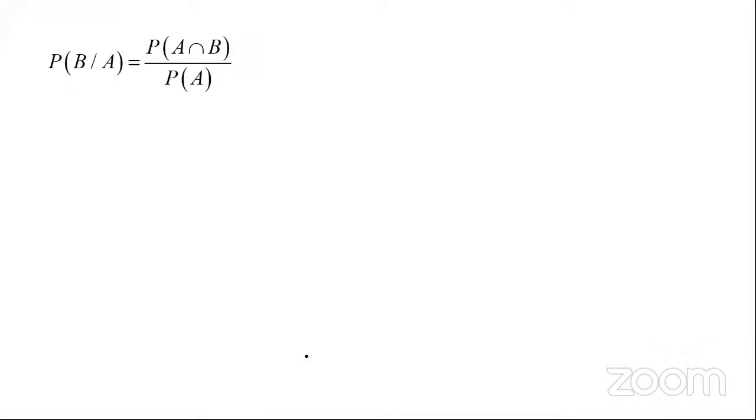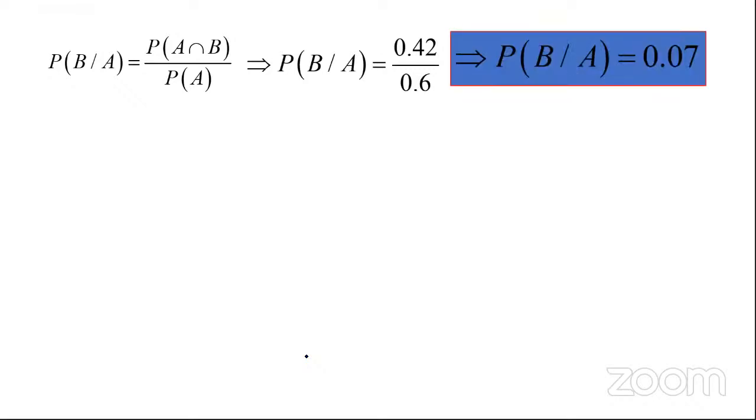Similarly, P of B by A is P of A intersection B by P of A. Substitute the values. Then P of B by A equals 0.42 by 0.6. That value is 0.07. P of B by A value is 0.07.